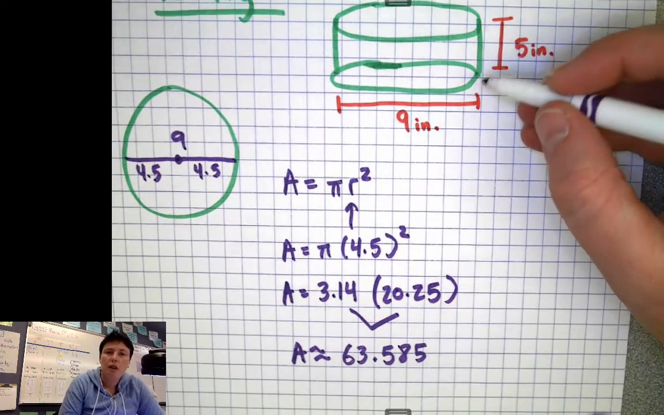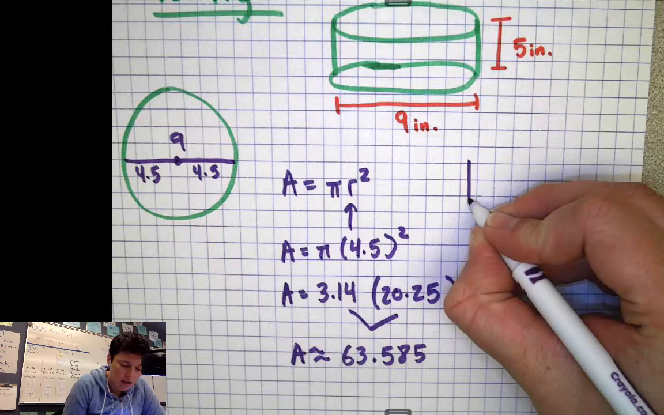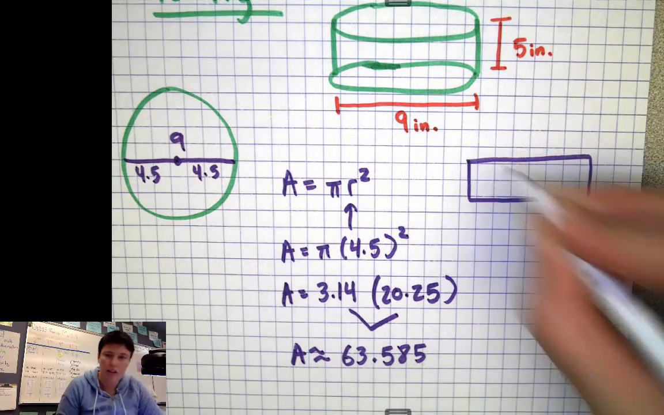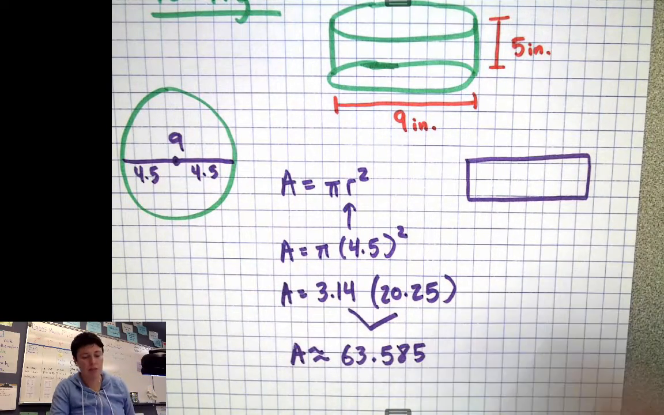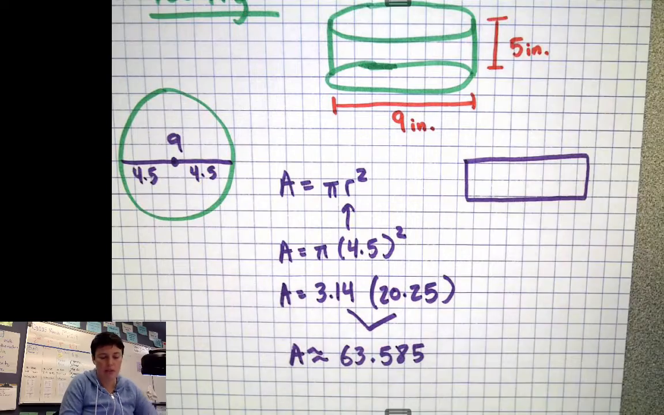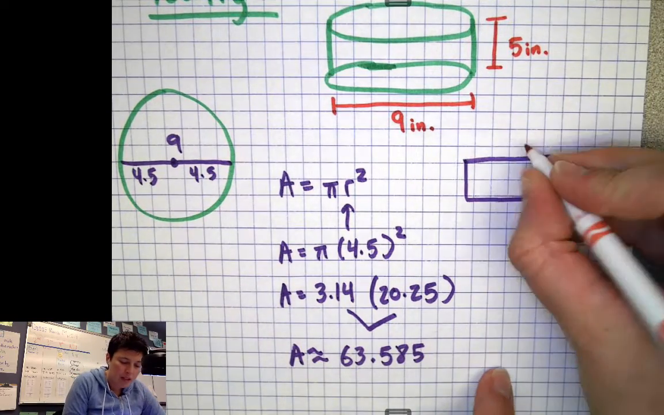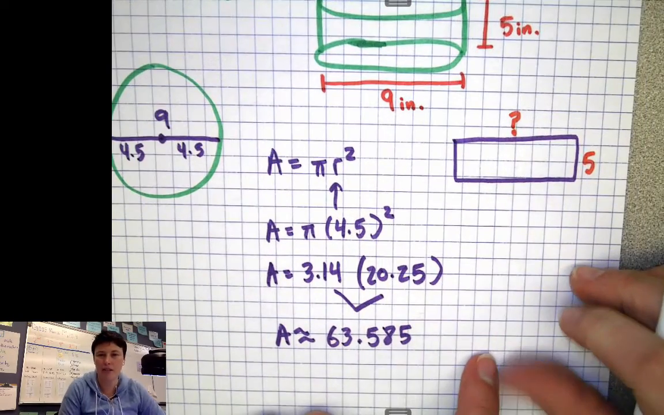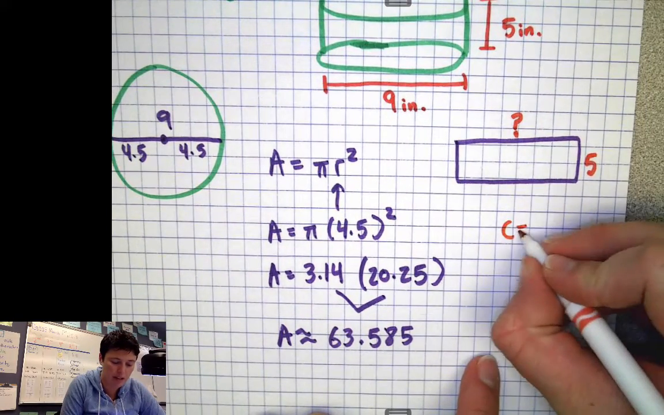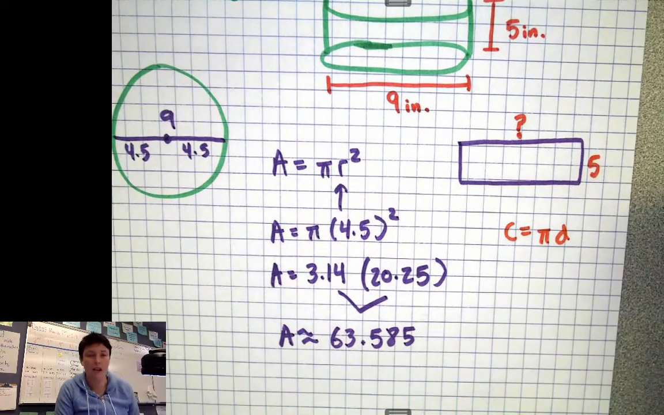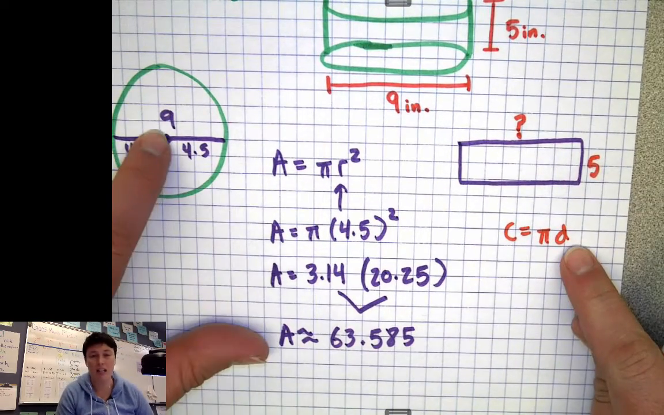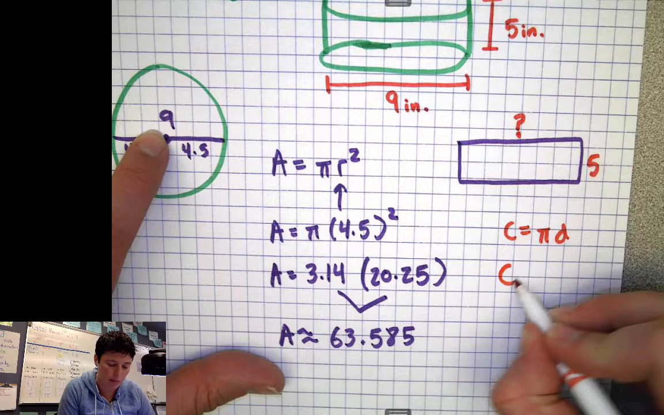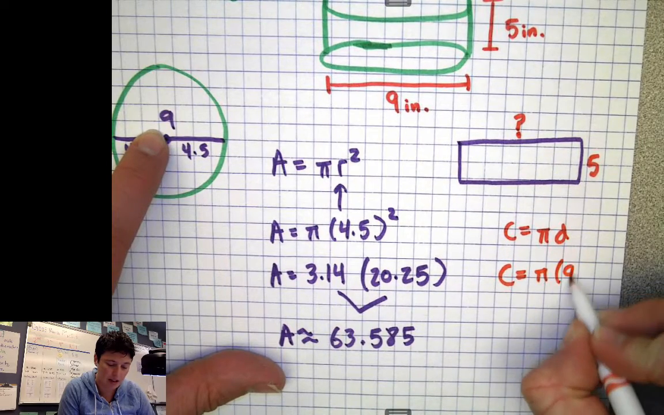So let's unroll this thing and go to the next step. If I unroll this, I would have this long rectangle, something like this. Its measurements, obviously, are 5 inches on the width side. But the length side, the question mark that I don't know, I've got to use that circumference formula again. C equals pi times d to figure that out, and d is 9 in this problem.